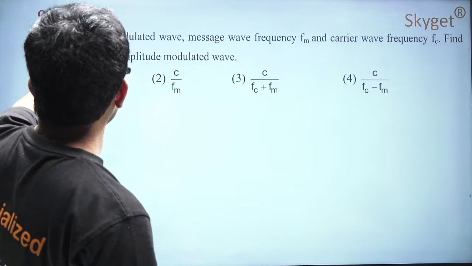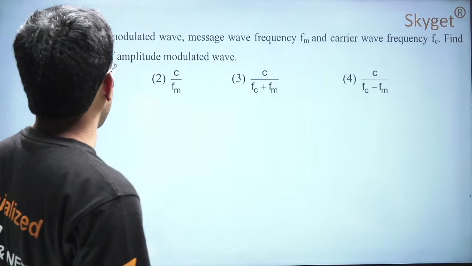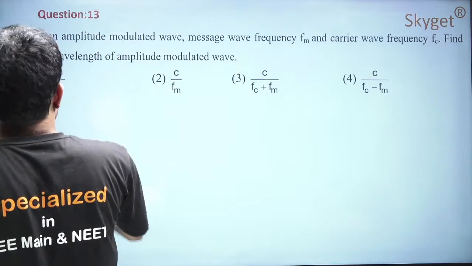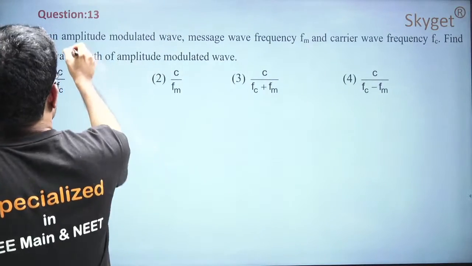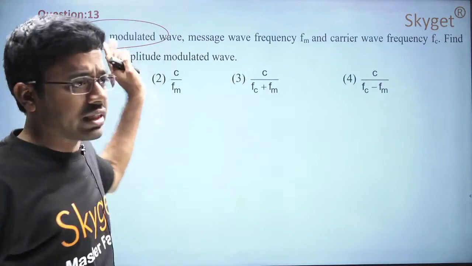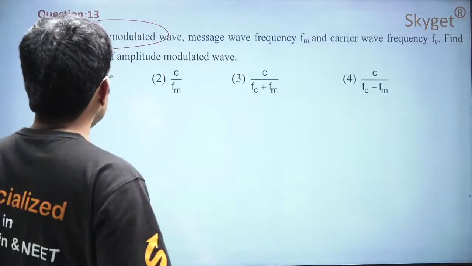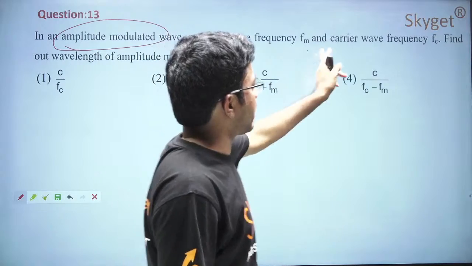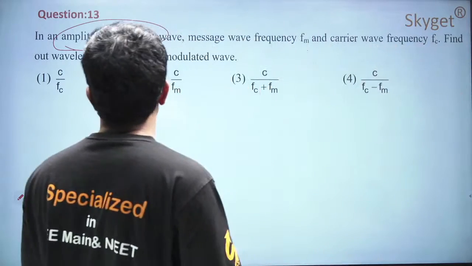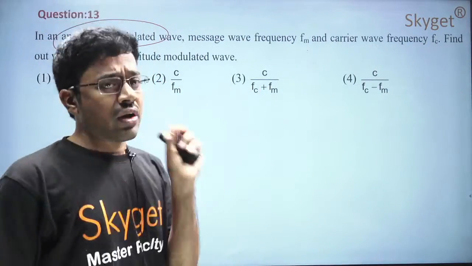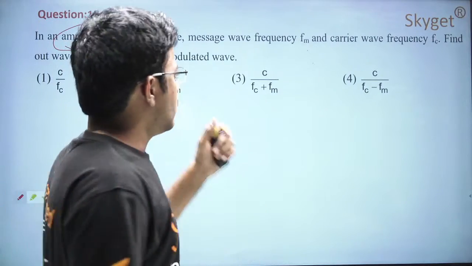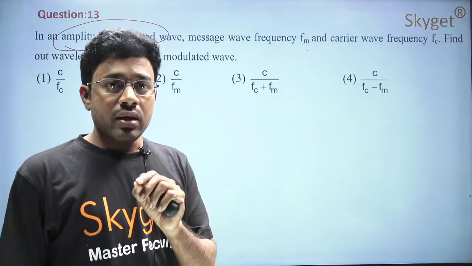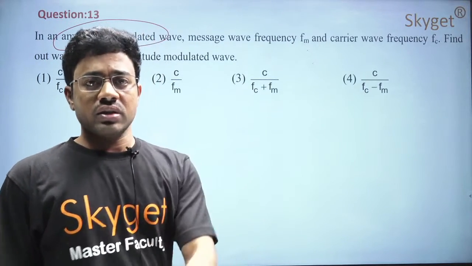Next, in problem number 13, he has said in an amplitude modulated wave. So here the wave is amplitude modulated. This is the key term in this problem. Next he said the message wave frequency is f suffix m and the carrier wave frequency is f suffix c. Find out the wavelength of the amplitude modulated wave. So what does it mean, the amplitude modulated wave? Here the amplitude is only modulated but not the frequency.